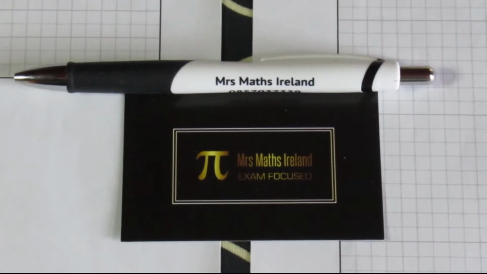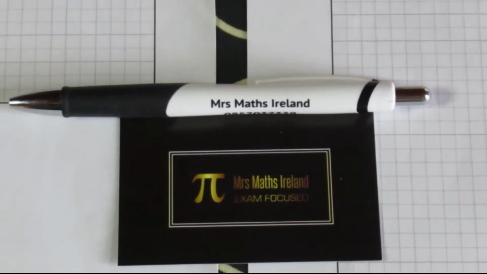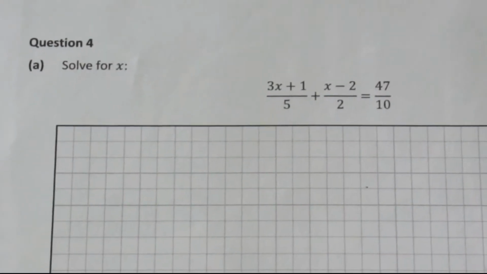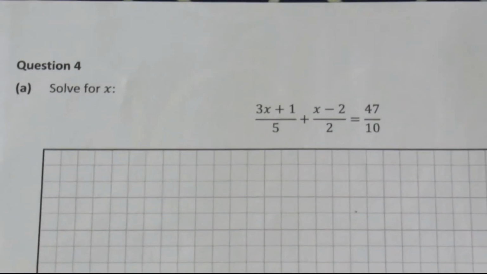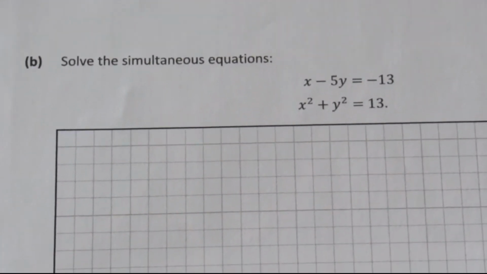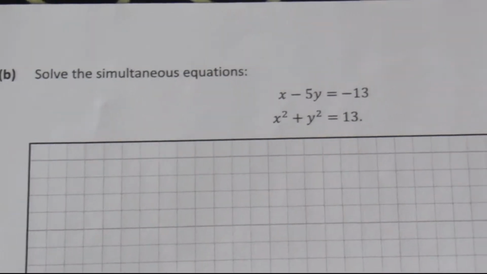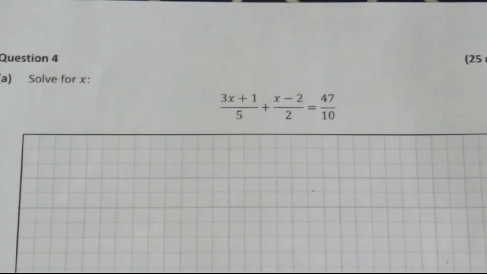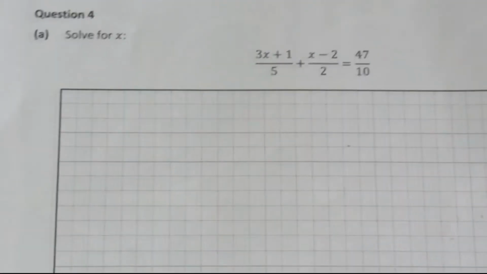In this video, we are looking at the 2019 Leaving Cert Ordinary Level Paper 1 Question 4. As you can see here, Part A is an Algebraic Fractions question and Part B is a Simultaneous Equations question. We are going to go through them step by step as usual, and you'll be able to learn from these examples and revise from these examples.